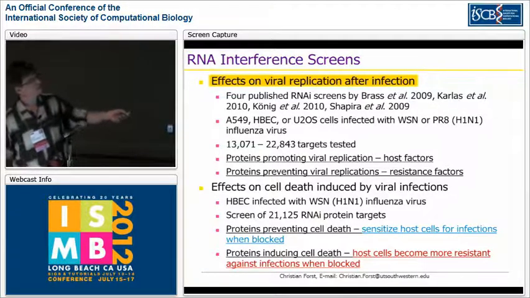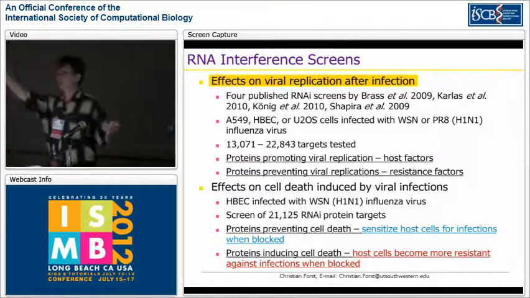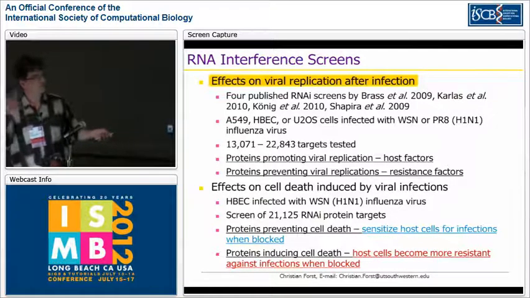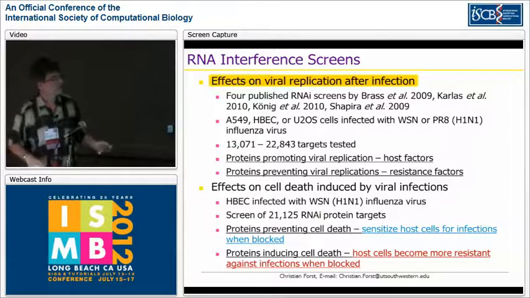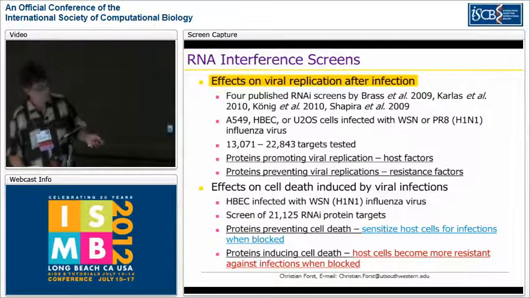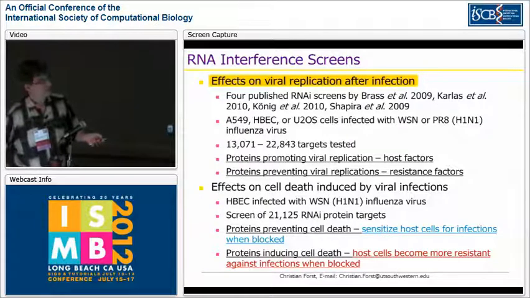The paper itself looked only at the viral replication in the host factors, but one can, of course, look at the other direction, looking at the host proteins that prevent viral replication. So this is one set that we're looking at. And that has been published by others. What we did with our own screen is we're looking at the factors that affect the cell death induced by viral infections.